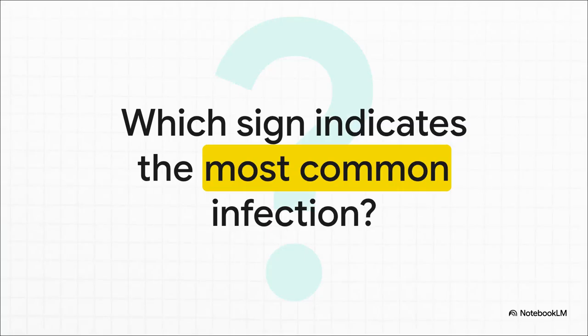Let's go. Question 1. When assessing an HIV-infected infant for the most common opportunistic infection, which sign is the nurse looking for? 1. Cough. 2. Liver failure. 3. Watery stool. 4. Nuchal rigidity.